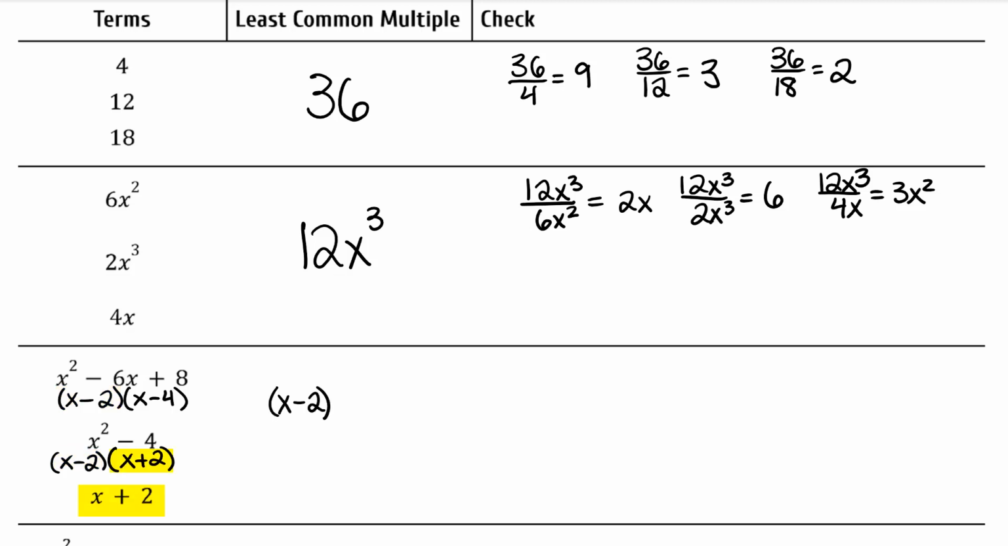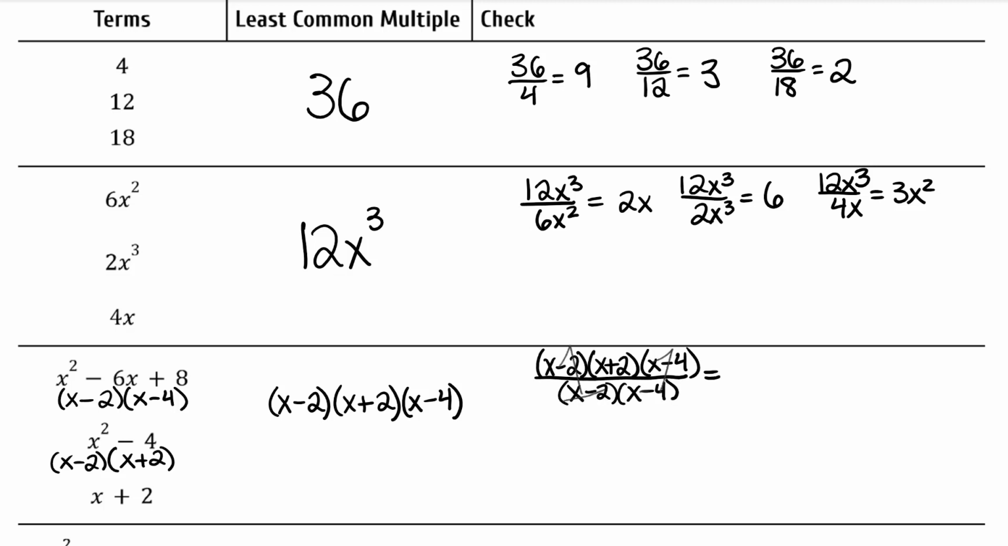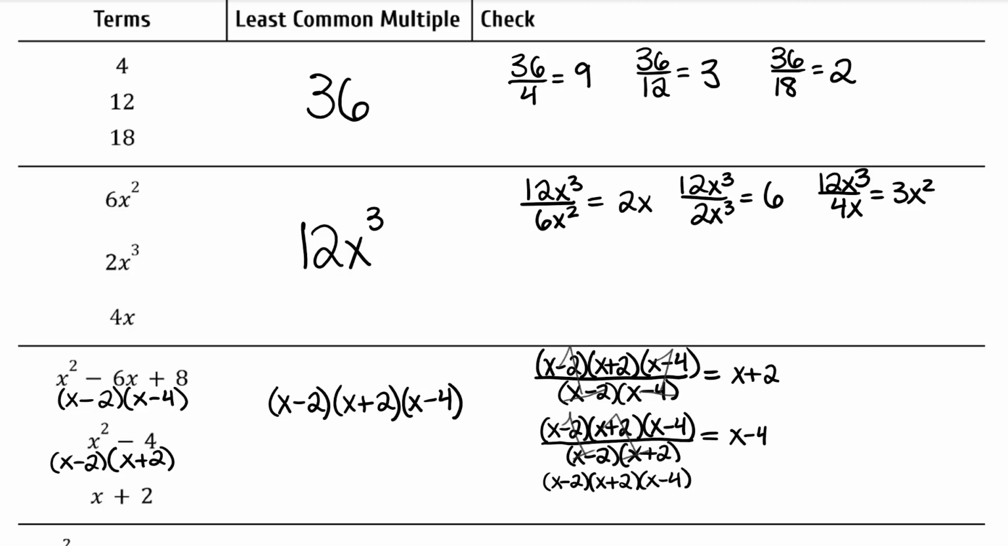Then you have x plus 2 is common to the second and the third expressions. So x plus 2 can be written once. And finally, the factor x minus 4 must also be taken into account. Let's check by dividing our LCM by each of these expressions individually. Therefore, we have found our least common multiple.